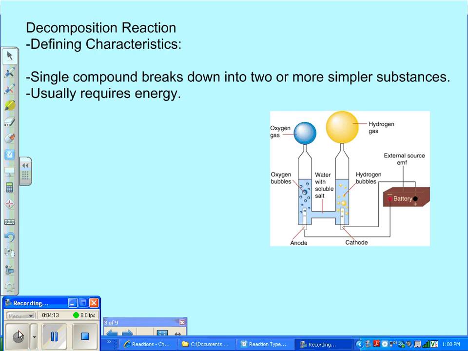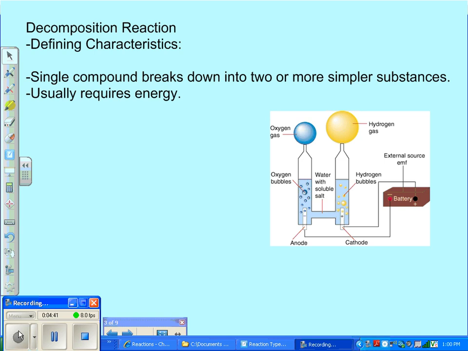So you might want to think of the next type of reaction, a decomposition reaction, as the reverse of a synthesis or combination reaction. In this case, we're going to take a single compound, so that's two or more elements put together, and we're going to break it up into simpler substances. This does usually require energy. One thing that we did at the very beginning of the class, we saw the electrolysis of water, where we took water, a compound, and broke it up into its constituent elements, hydrogen and oxygen.